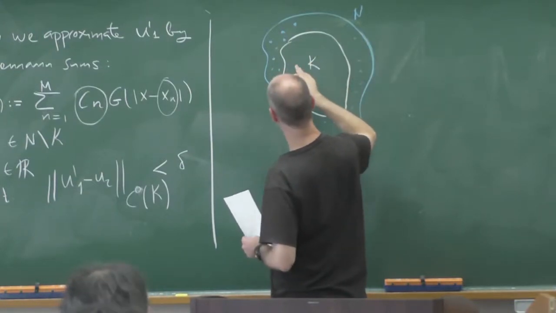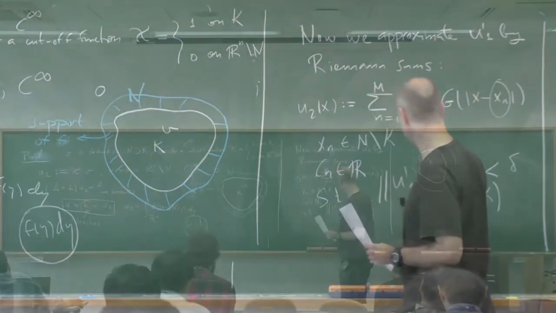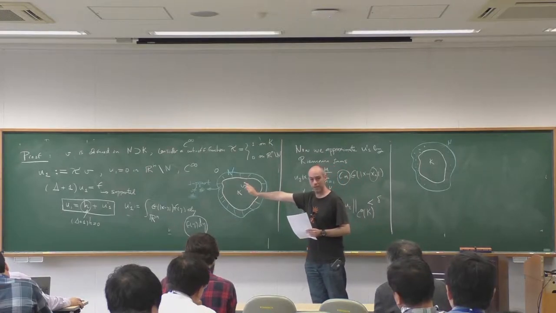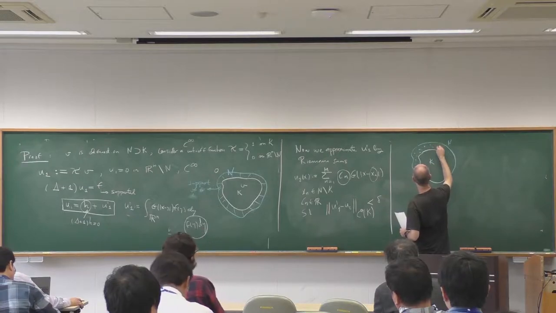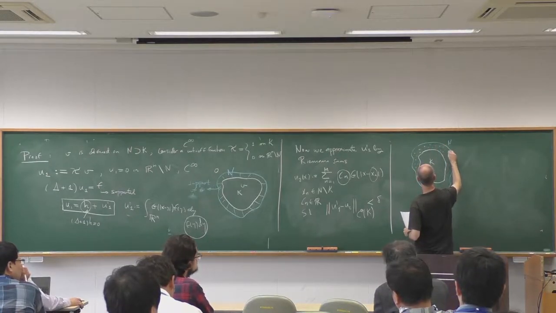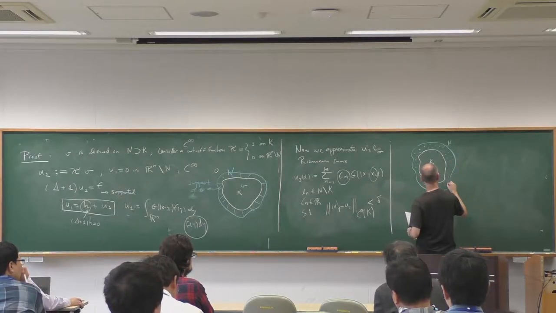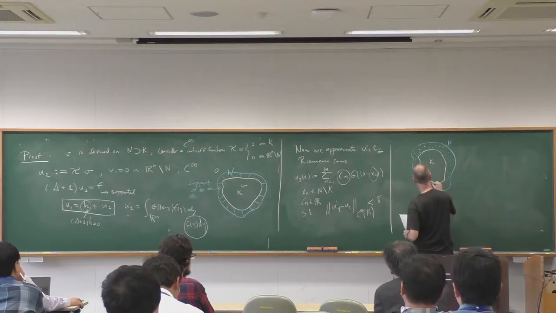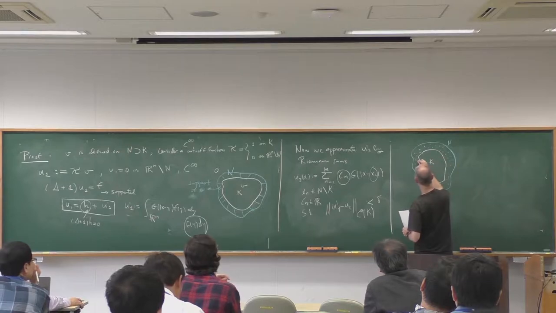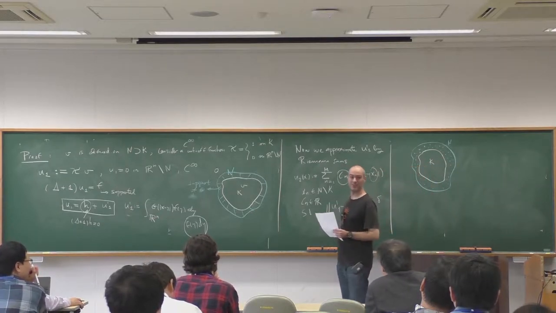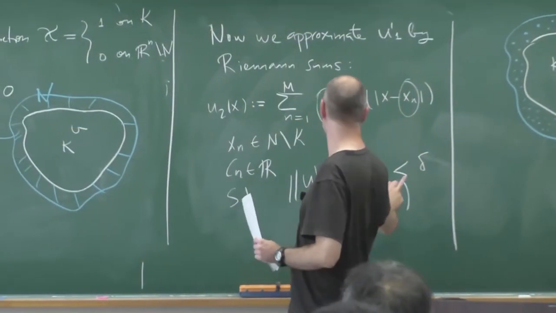Okay. And you have uniform approximation in K because your poles don't touch K. That's why you can do it. Okay, this is what you have here. But too many points, but probably there are many because we want delta small.